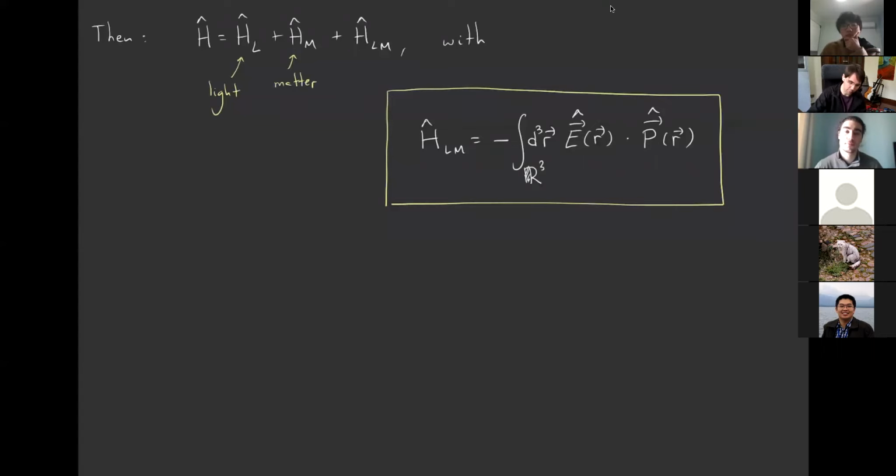So just a very small remark, because you will hear it all the time in quantum optics, and we might use it all the time as well. There is something called a semi-classical limit, or a semi-classical approach.